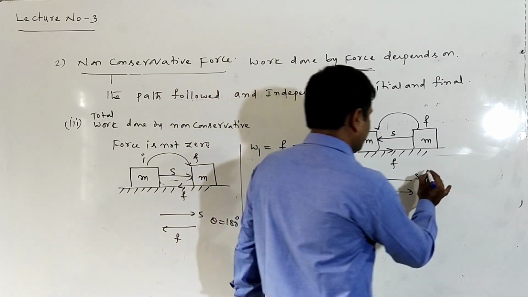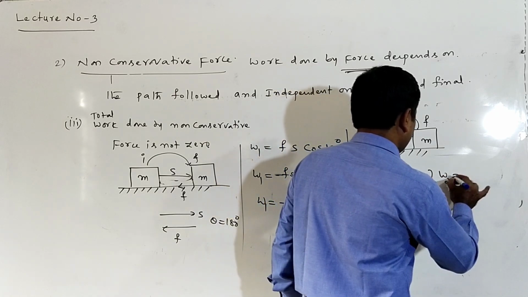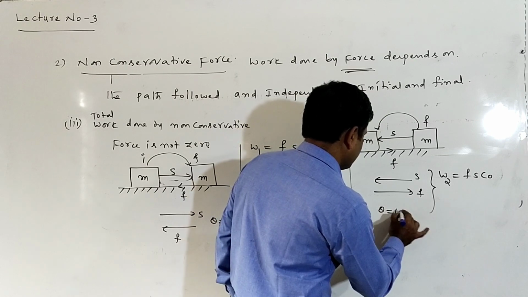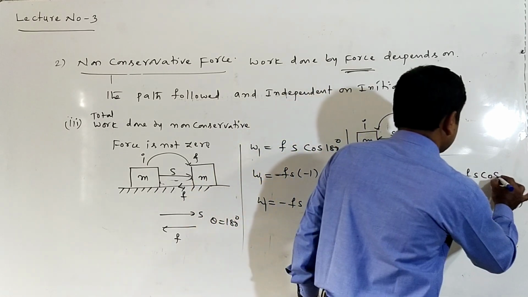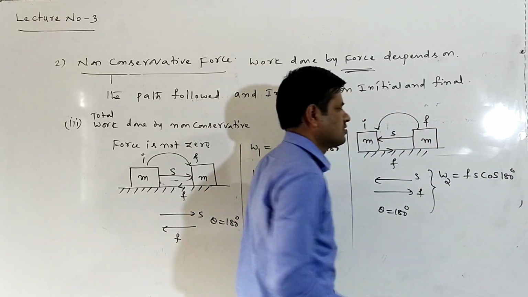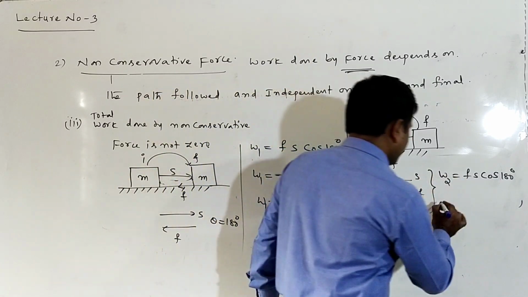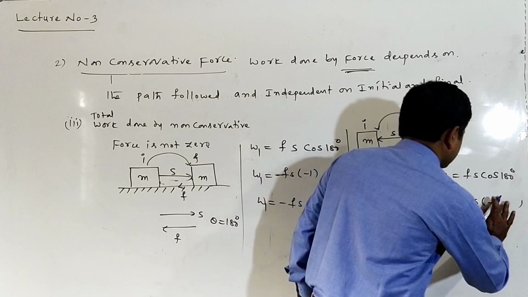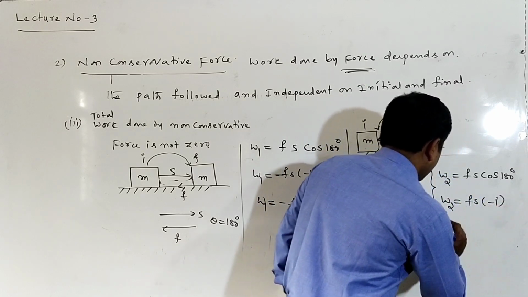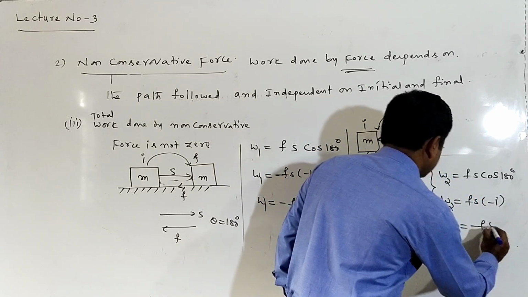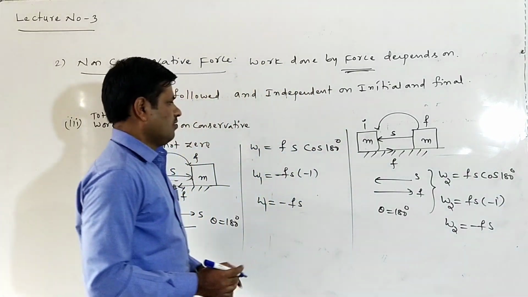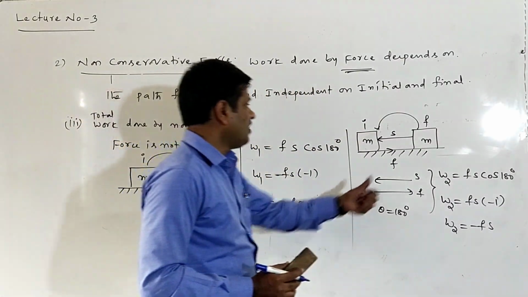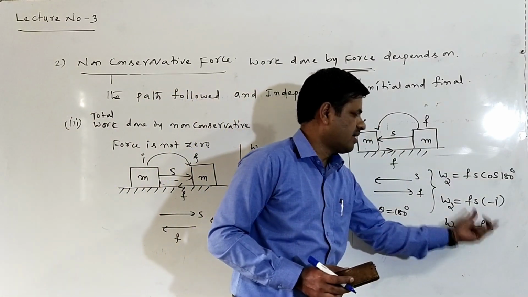So here the work done can be written as W2. Here F cos theta, and the angle is opposite, so theta is equal to 180 degrees. F cos 180 degrees. Friction is a force, and S is the displacement. Now W2 is equal to Fs cos 180, and the value of cos 180 is minus 1. So the work done is equal to minus Fs. When moving from initial to final, work done is minus Fs. When moving from final to initial, work done is minus Fs.